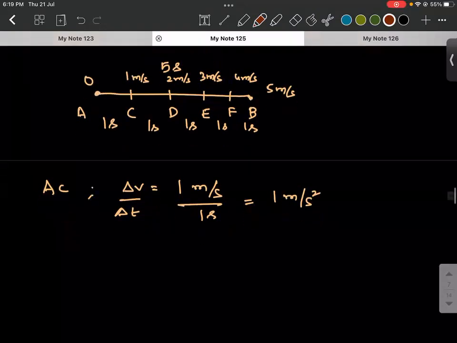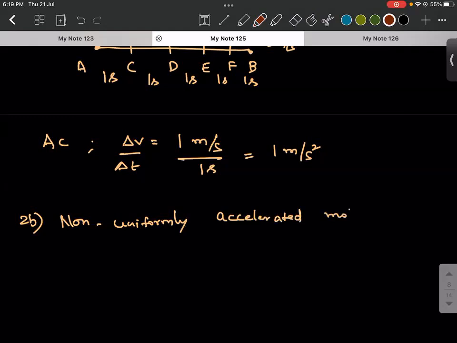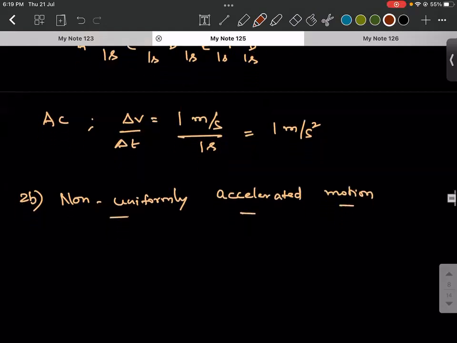Okay. So on the counterpart, we have 2B, which we call non-uniformly accelerated motion. As the name suggests, obviously, the acceleration of the object is not a constant value throughout its journey. Means the change in speed with regular intervals of time is not a constant.